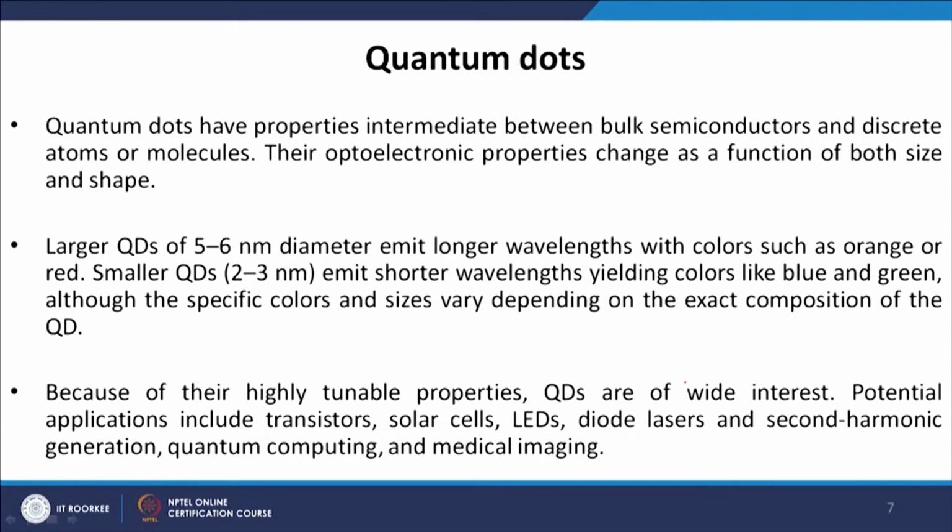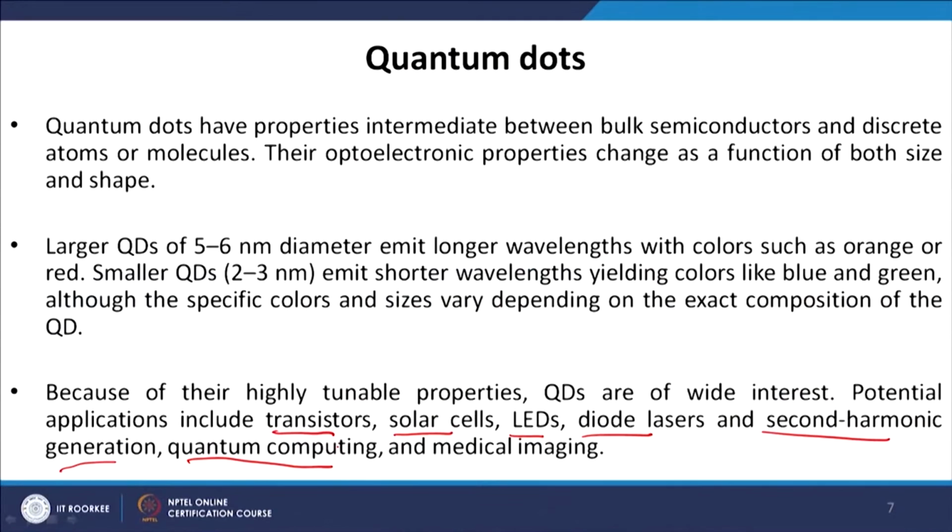Because of their highly tunable properties, quantum dots are of wide interest. In potential applications, they are used very extensively in fabricating transistors, solar cells, light emitting diodes, diode lasers and also second harmonic generation. Second harmonic generation is a nonlinear optical effect. Here, starting from one particular frequency, we can generate a different kind of frequency, and a different frequency means a different color. Also quantum computing, an area which has become very popular nowadays, and medical imaging.